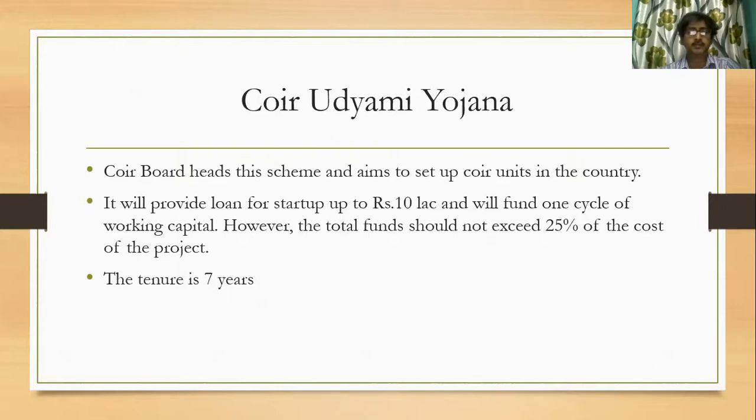The loans are given up to 10 lakhs, and that will be given for working capital as well. The total funds should not exceed 20% of the cost of the project. So the working capital that the entrepreneur is claiming should not exceed the total cost of the project, or rather, the total fund that will be disbursed by this Coir Udyami Yojana should not exceed 25% of the total cost of the project, but that will be provided as working capital. And the tenure of this scheme is 7 years.